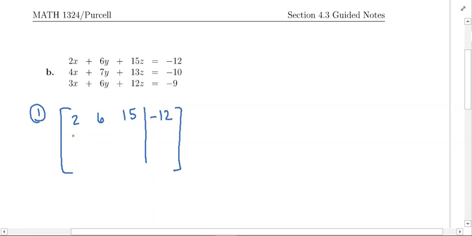Second equation, we're going to write down 4, 7, 13, negative 10. And last equation, 3 in front of x, 6 in front of y, 12 in front of z, negative 9 on the other side.